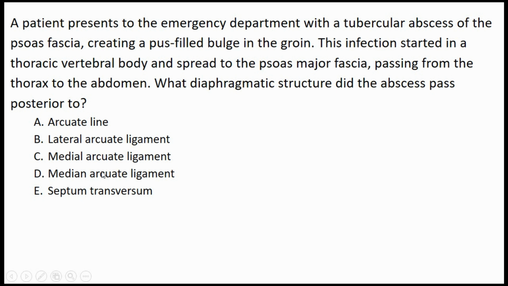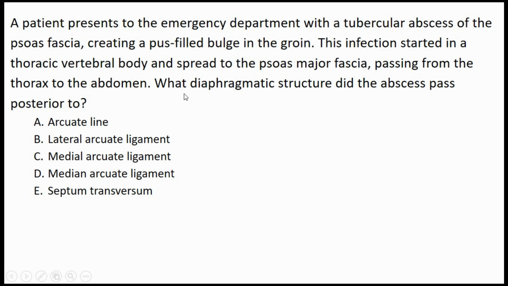Next up, all right, and this is describing a psoas abscess. So we've got a psoas abscess. It got from the vertebra to the psoas muscle, and it went from the thoracic cavity into the psoas. So it had to pass through the diaphragm to do that.